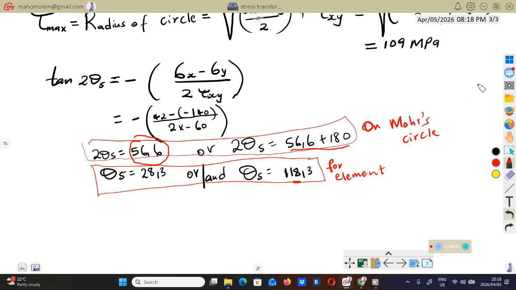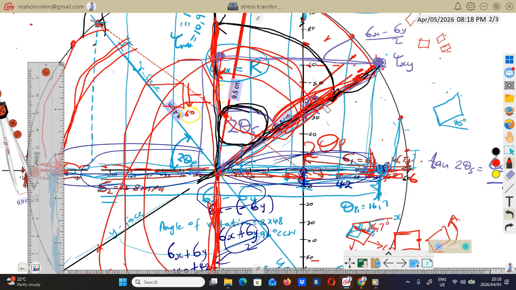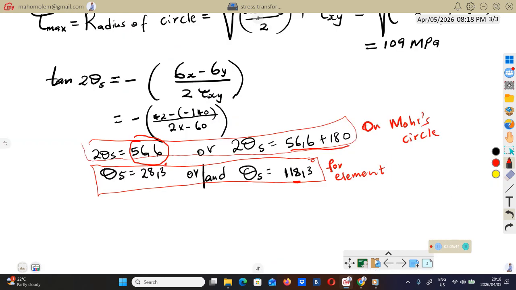So you can see these answers here, both of them are positive. Positive is anti-clockwise. That's why you see from here to there, you are moving anti-clockwise. From here to here, you are moving anti-clockwise. So that's why even those angles are positive.